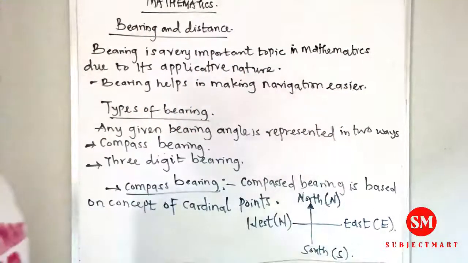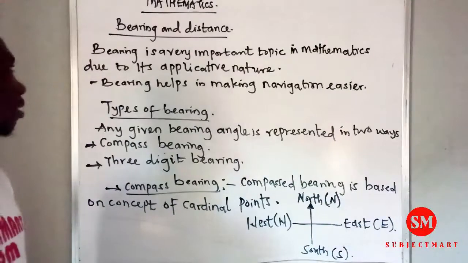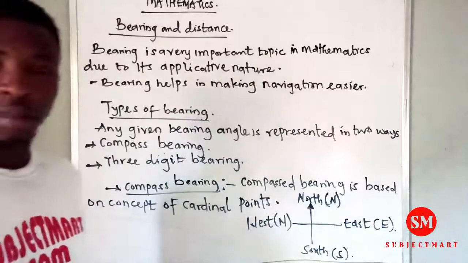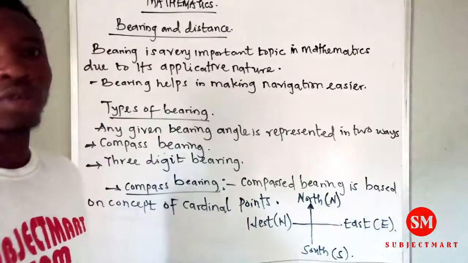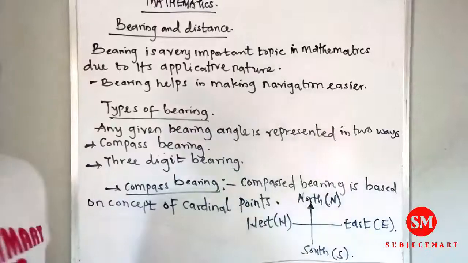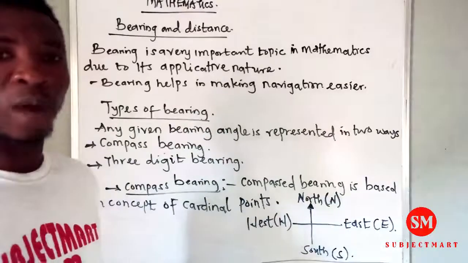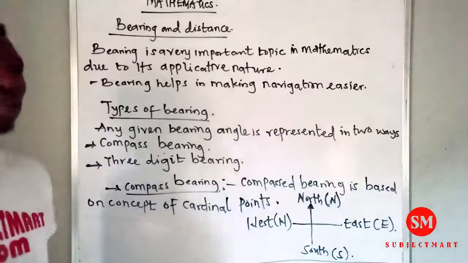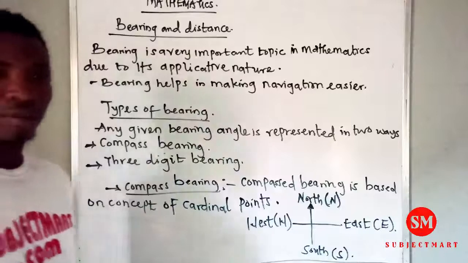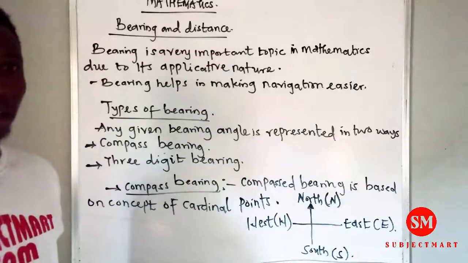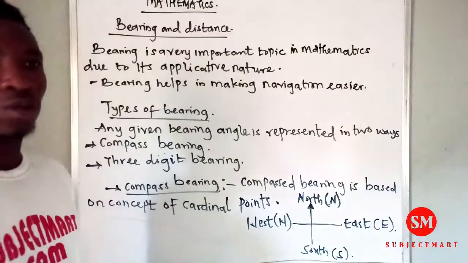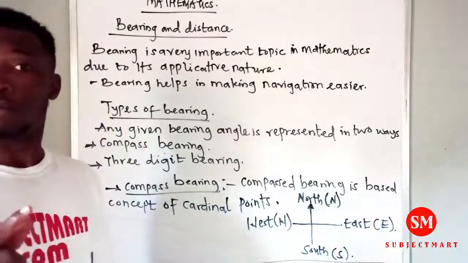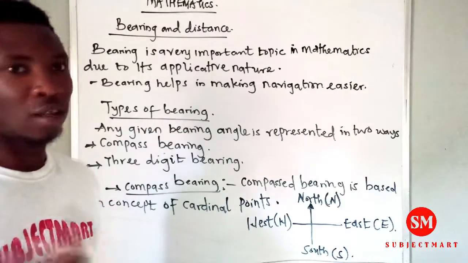Now, bearing is a very important topic in mathematics due to its applicative nature. For example, pilots, sailors, and soldiers make use of bearing a lot. So its application is very wide in our environment. Bearing helps in making navigation easy. For those people traveling, those who can read the compass perfectly, they make use of bearing. So if your pilot doesn't know how to use his or her bearing correctly, you might get lost in the air.